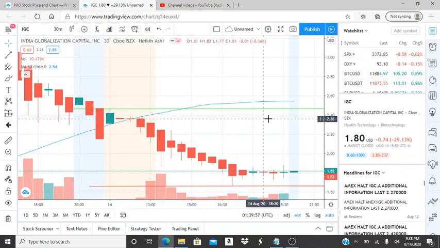All right, everyone. Here we are with ticker symbol IGC, India Globalization Capital Inc.